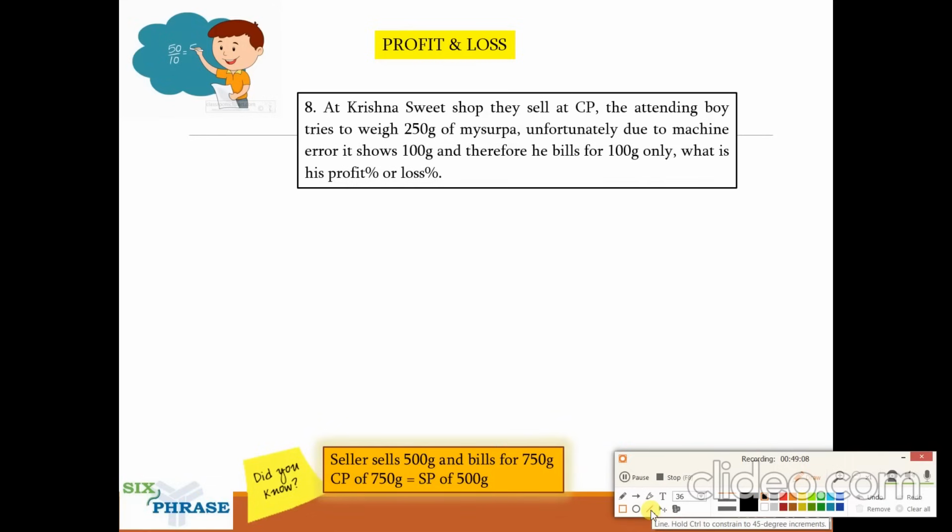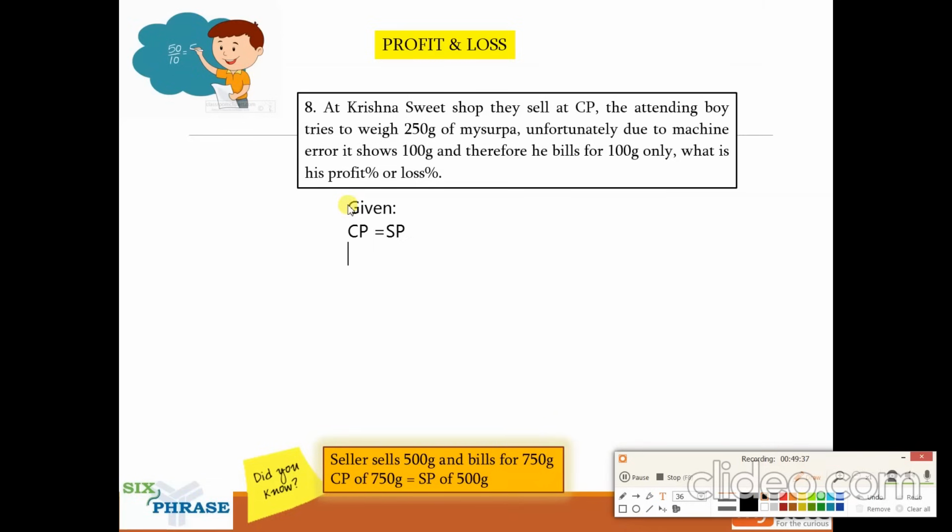At Krishna Sweet Shop, they sell at CP. So it is given that cost price is equal to selling price. It is of the same type we know already. CP is equal to SP. The attending boy tries to weigh 250 grams of Mysore pa. Unfortunately, due to machine error, it shows 100 grams and therefore he bills for 100 grams only. What is his profit percentage or loss percentage?